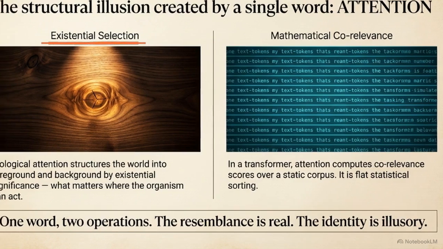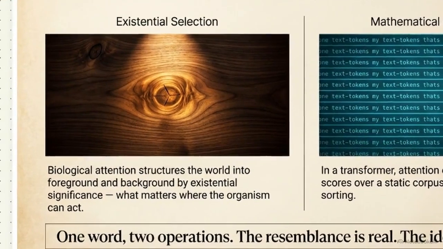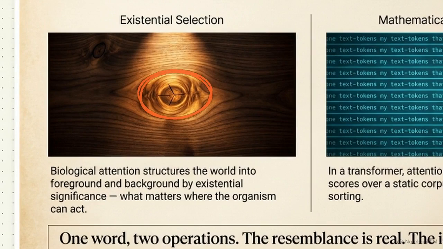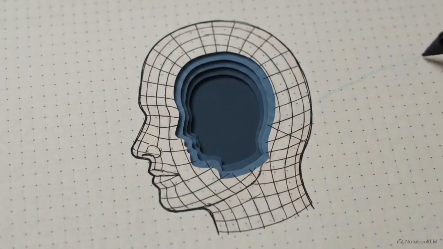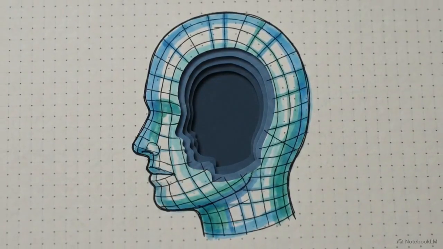Now look at the left side of the graphic, labeled existential selection. Biological attention operates completely differently. An organism actively cuts reality into foreground and background based entirely on what matters for survival and where it can act. Assuming that humans and machines process reality through the exact same kind of attention is a dangerous trap.